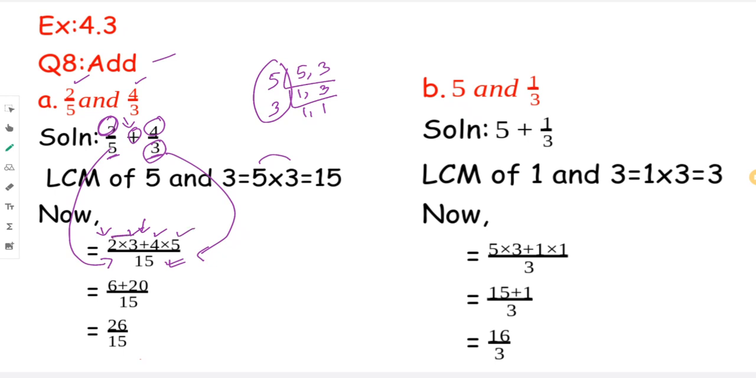So 2 3s are 6. Then 4 5s are 20, right? And because they are both plus, I just have to add them again. So 6 plus 20, I'll get 26 by 15. All right, now let's look at B again.